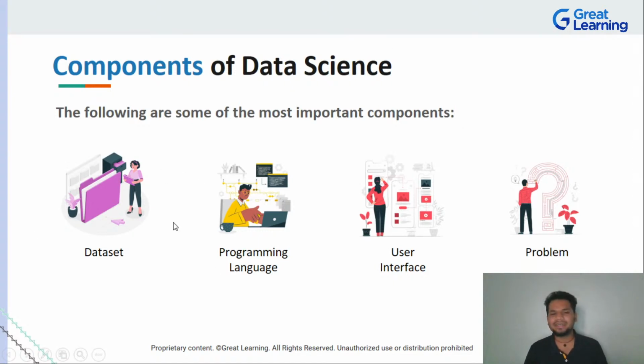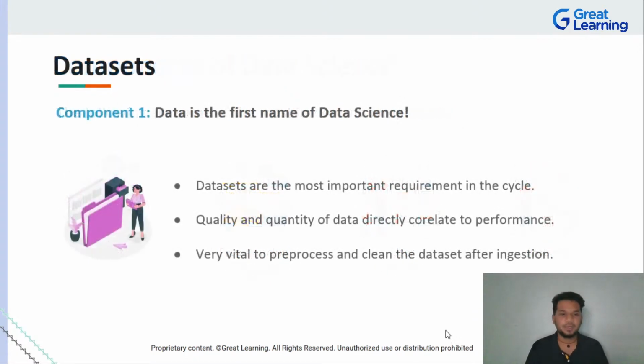Now, once you have a data set, a programming language, and a user interface, you're ready to solve a problem. But to solve a problem, what do you require? You require a problem, right? So a problem is also an equally important component of data science itself, because without the problem you have nothing to solve there, and people don't talk about this, but that's an important thing.